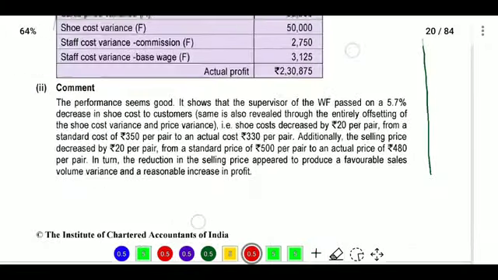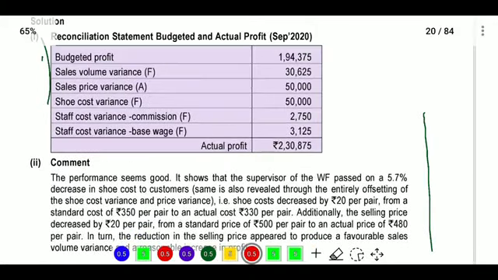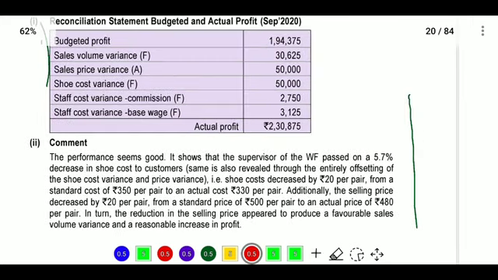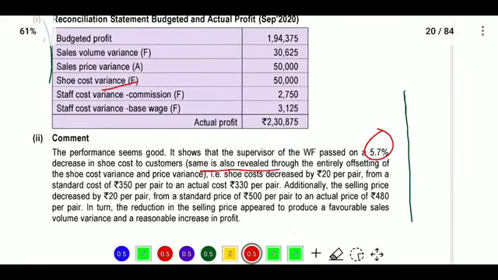What we require to comment: the performance seems to be good, because what is the difference now? 1,94,375 minus 2,30,875. There is only a 36,500 difference. Here the performance is good. It will show that the supervisor's variance is based on 5.7%. We will provide the cost percentages for each, that is, how much percentage there is for the cost variance. The same is also revealed through the entire offsetting of cost variance and price variance.